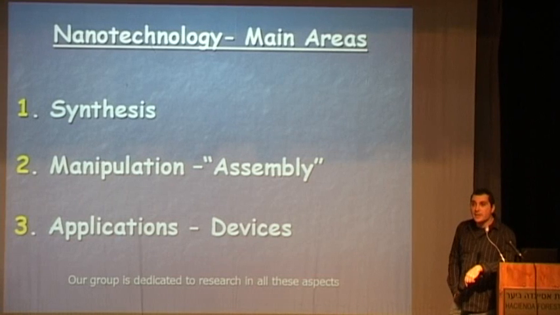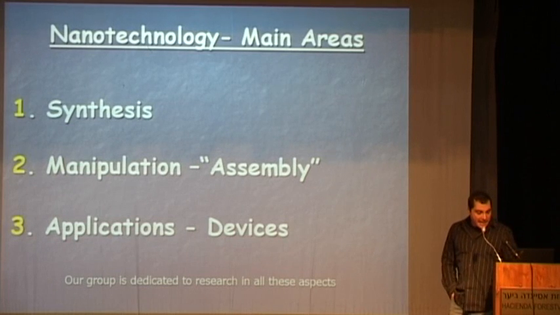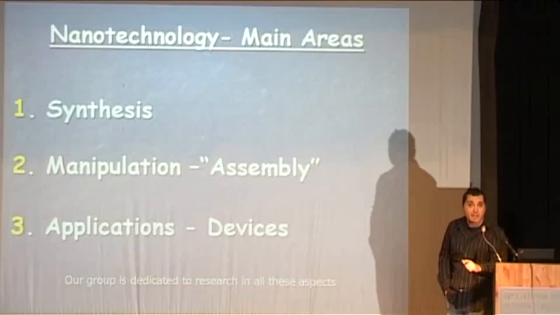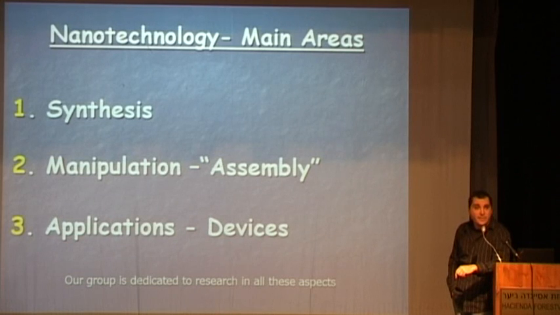They can also be 2-dimensional or 2D materials, which are films with small thicknesses. The research efforts in nanotechnology can be divided into 3 main groups: the synthesis of new nano building blocks, the manipulation or assembly of these building blocks on surfaces, and the last one is the applications or the fabrication of devices, medical devices, sensing devices, optoelectrical and electrical devices, and so on.